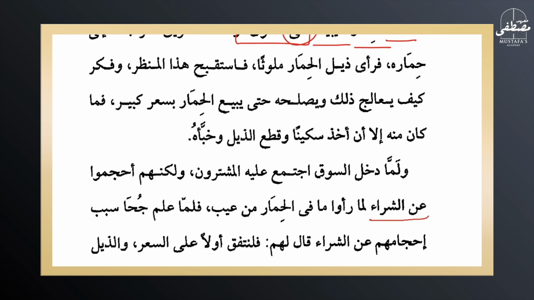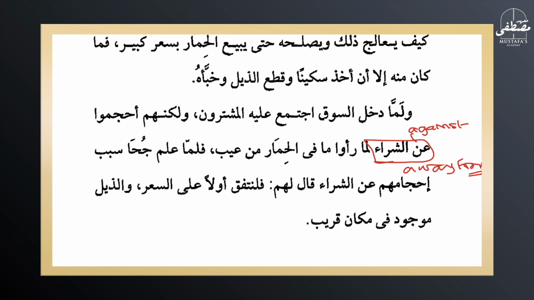عن الشراء. Okay, عن الشراء. ولكنهم أحجموا عن الشراء. Against. عن can be against. Can be away. Away from. Okay, can be away from, depending on how you're using it.